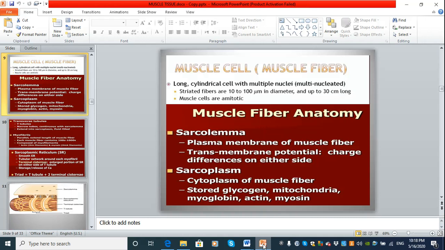Muscle cell or muscle fiber, the same thing. A muscle cell is a long, cylindrical cell with multiple nuclei, not just a single one, and the fibers are 10 to 100 micrometers in diameter and up to 30 centimeters long. And when I say that muscle cells are post-mitotic.